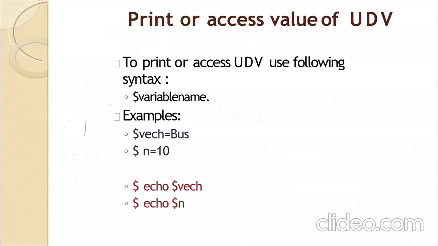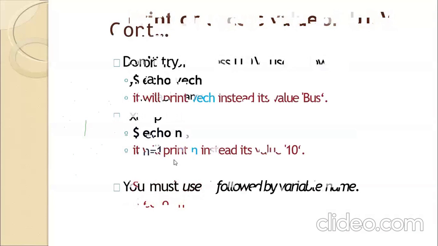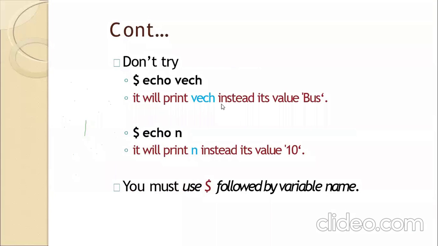So here we'll echo. So what will be the output of this file? It will print bus 10. So don't try echo vehicle. It will not print anything. What should we write here now? Dollar vehicle. Otherwise it will print vehicle instead of the value bus.